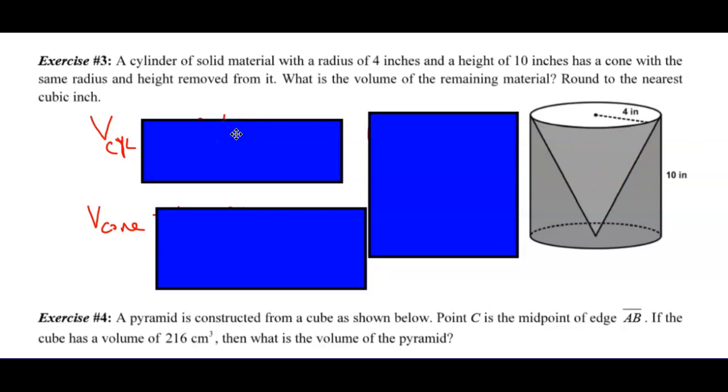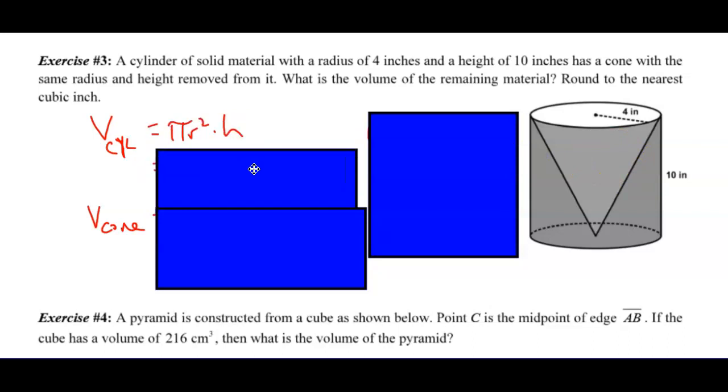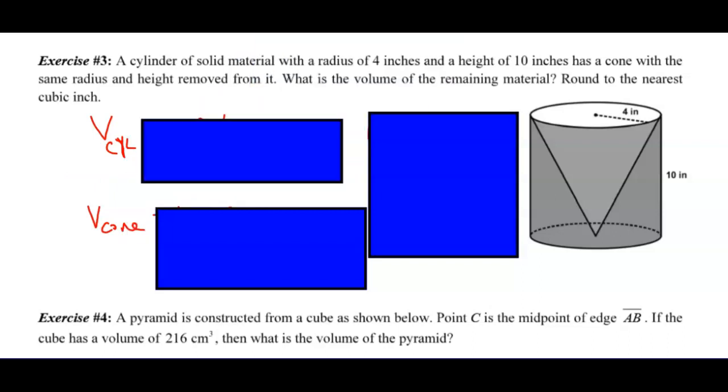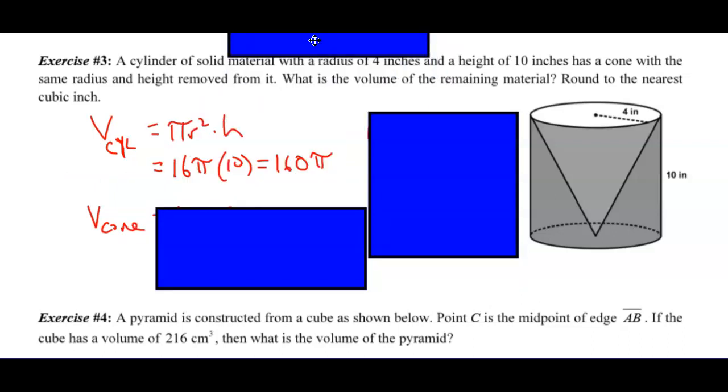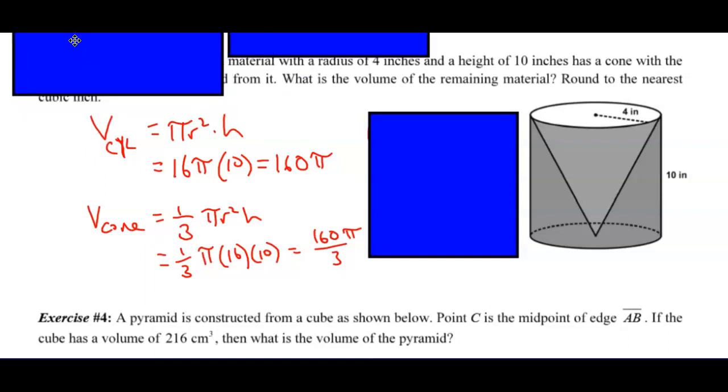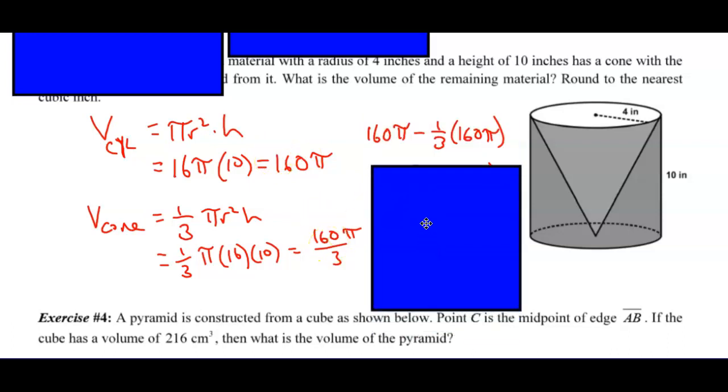All right, so if we get the cylinder first, that's the area of the circle times the height. That's going to be 16 pi from doing 4 squared and then times 10. So 160 pi. Then to get the volume of the cone, I'm going to do the same thing but times 1/3. So that would be 160 pi over 3. So to get the part that's shaded, the outer part, I would take the volume of the cylinder and subtract the volume of the cone.